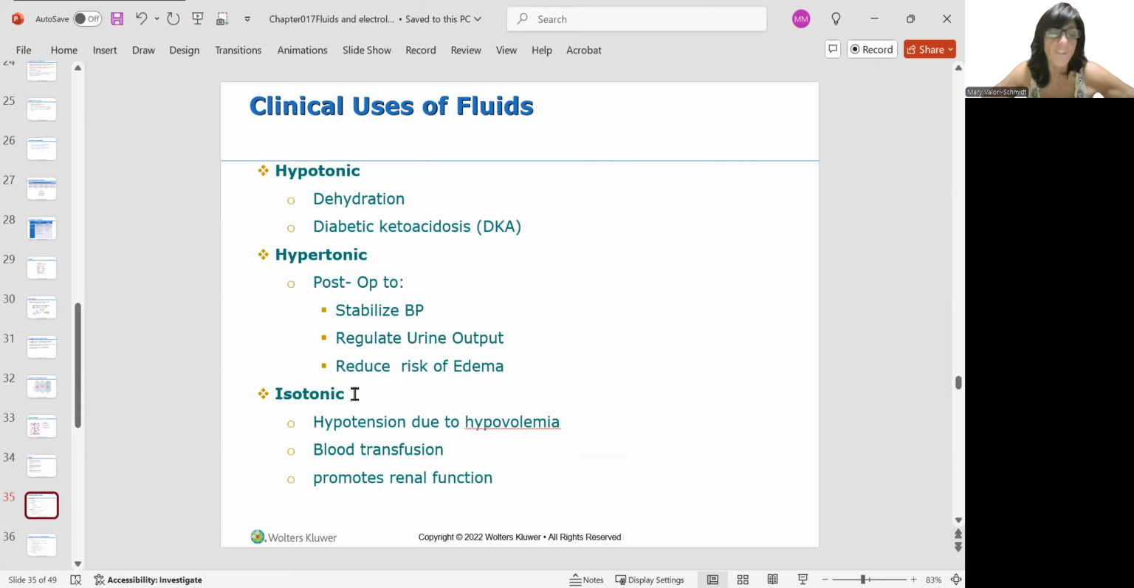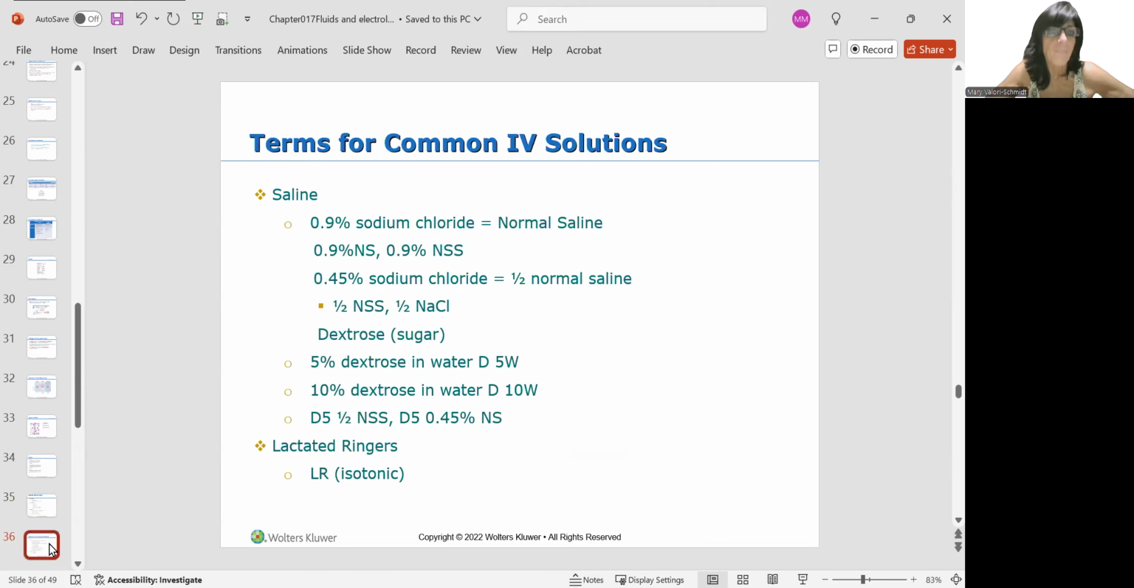Isotonic solutions just replace fluid, right? We give them because you maybe got stabbed and you're losing fluid. So here, have some normal saline to kind of replace what you lost. We give saline with blood transfusions and also hydration to promote good renal function, your kidneys. So that's why we would use isotonic solutions.